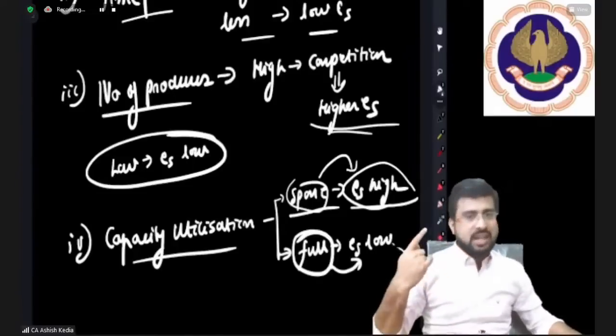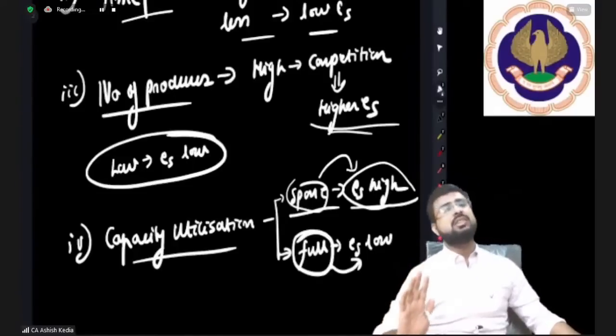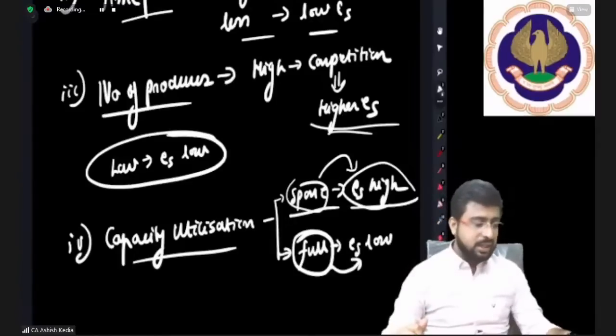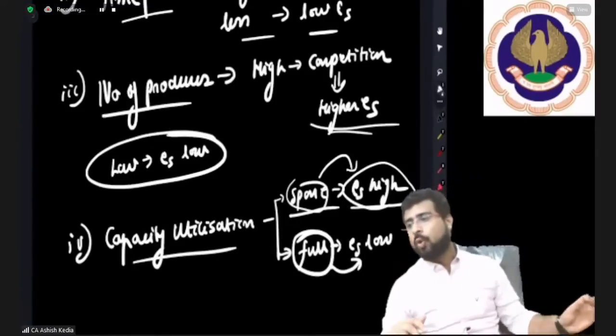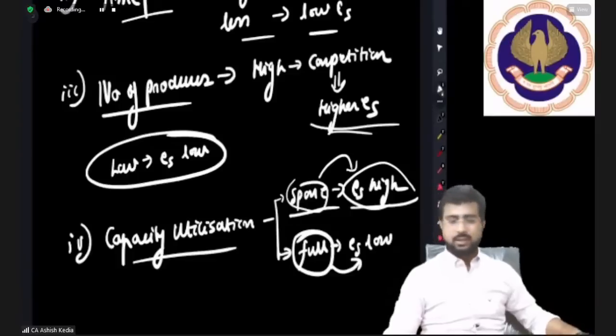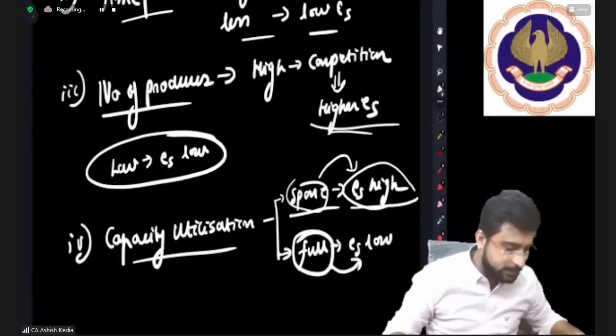If the production can be increased further, elasticity is high. If the chances of increase are bleak or almost nil, then the elasticity of supply is going to be low. Full stop. That is the funda. This is the first 4 points.